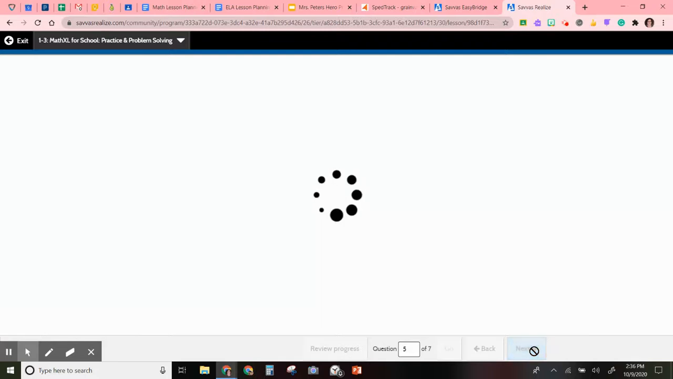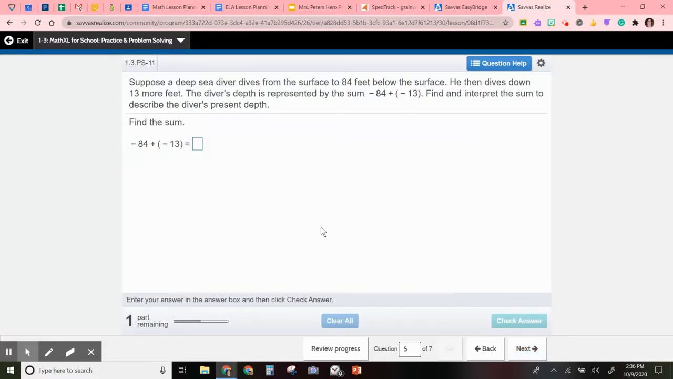We are going to look at number 5 and number 7. This is an example of how we would use this in real life. Suppose a deep sea diver dives from the surface, so from the surface at 0 to 84 feet below the surface. That's where this -84 is coming from. So he went to -84 feet below the surface. He then dives down 13 more feet.